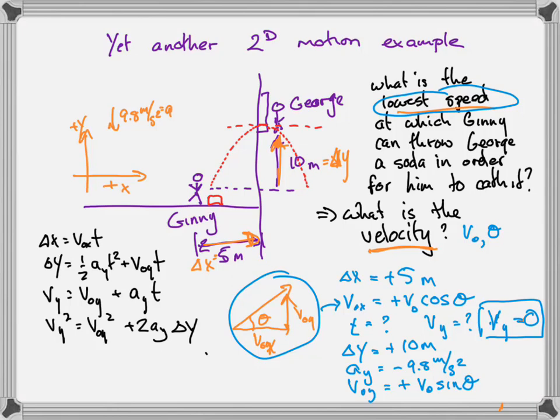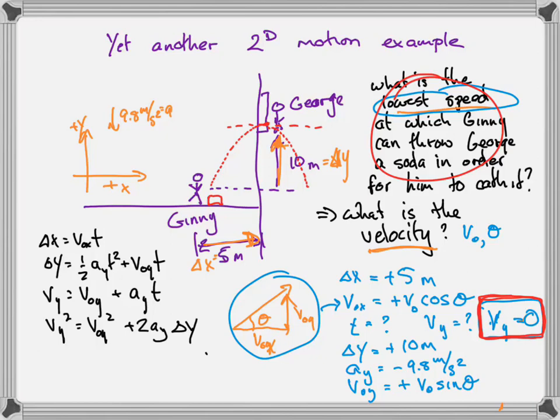So that's the slowest. So what property do we know about the top of the trajectory? We know that when it reaches George, the top of the trajectory says that the vertical velocity is 0, Vy equals 0. So that's the additional information that we need to add given the conditions of the problem.